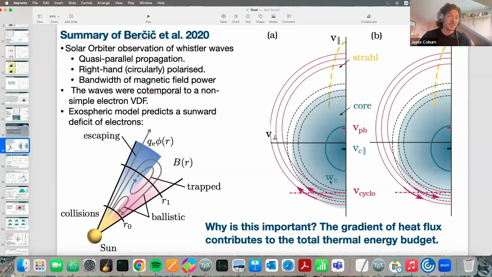Why is this important? This is a heat flux family instability. This controls the heat flux. The gradient of the heat flux contributes to the total thermal energy budget, so this is a process that can affect the total thermal energy budget of the solar wind. That's the importance. There's quite a lot of nice physics wrapped up in this 2020 paper and then in my 2024 paper. Now, we want to quantify this interaction with the analysis technique that I've already showed you.